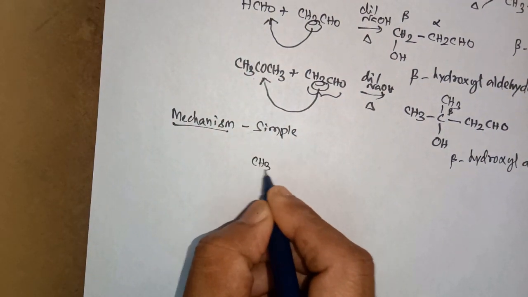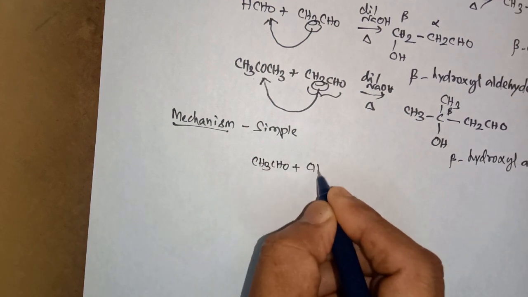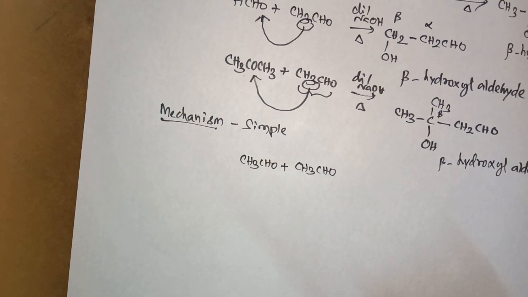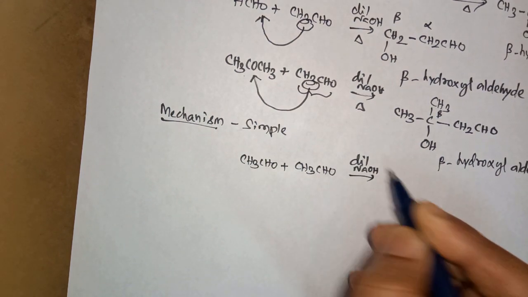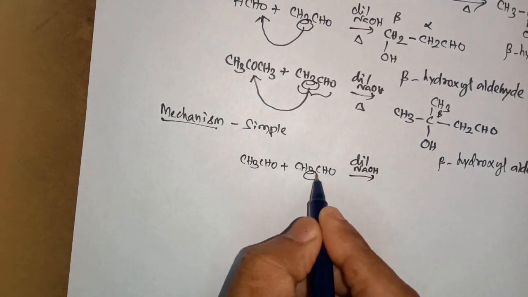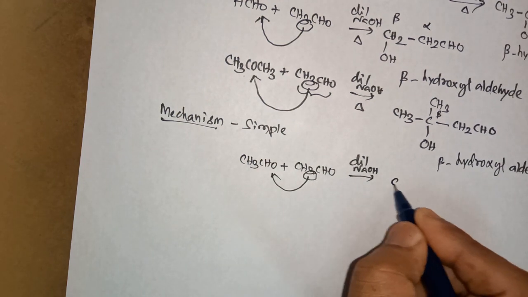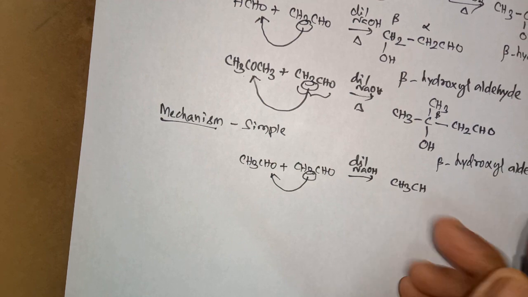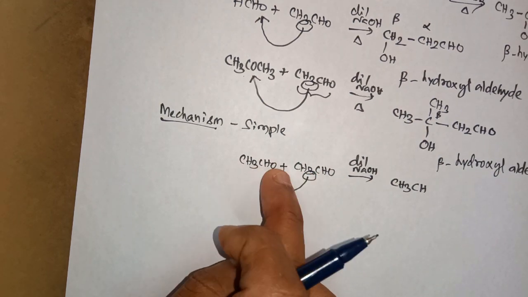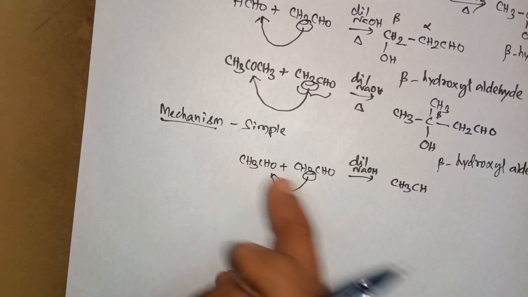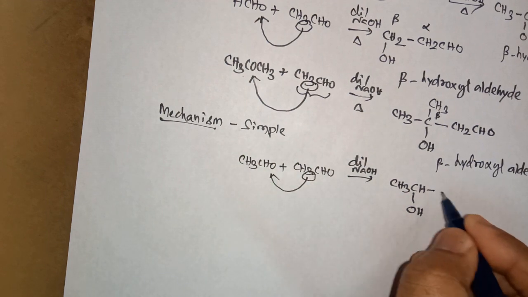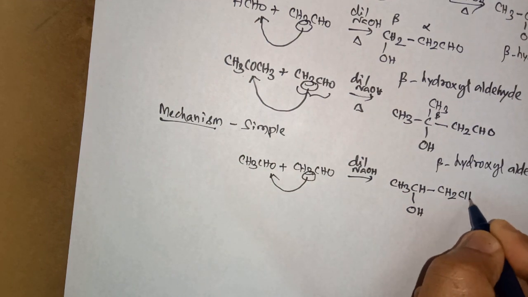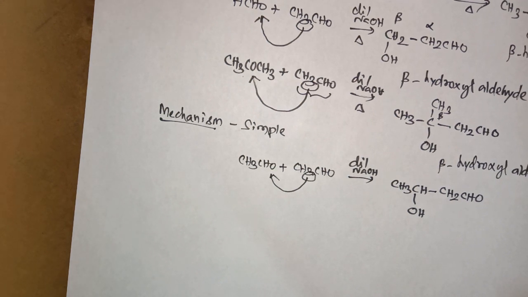One is acetaldehyde plus acetaldehyde. In the presence of dilute sodium hydroxide, it becomes aldol. What happened? This alpha hydrogen adds to this. Now I write CH3 CH. This O and H combine and it becomes OH. That OH attaches to the carbon. So this is OH. This remaining carbon adds to this carbon, that is CH2 CHO. Already in my last video I gave the definition for condensation reaction.